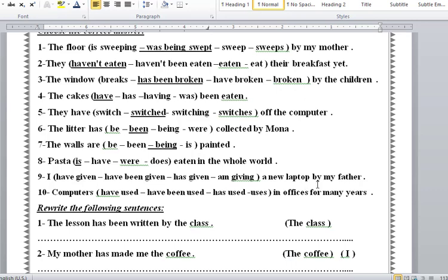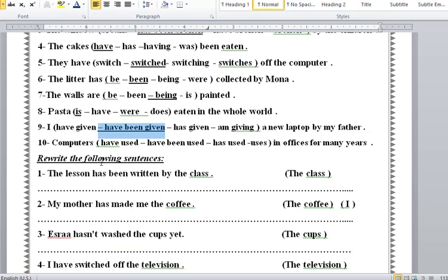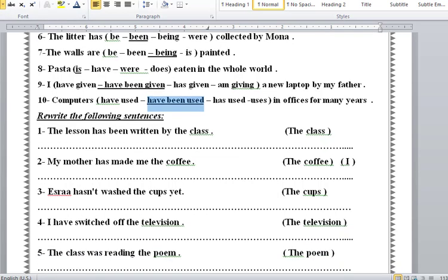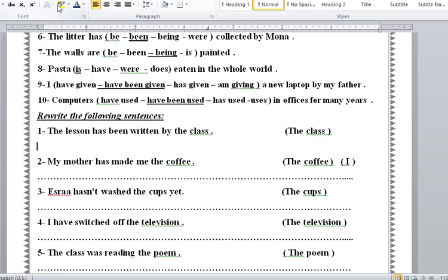I have been given a new laptop by my father. Here we have by my father, so this sentence is surely present perfect passive. I have been given a new laptop by my father. And this is number 10. Computers in office. For many years computers have been used, and yes, it's also a passive sentence. The lesson has been written by the class. We will start with the class, and as we will start with the class, so we will turn this sentence into, yeah, sure, into passive.